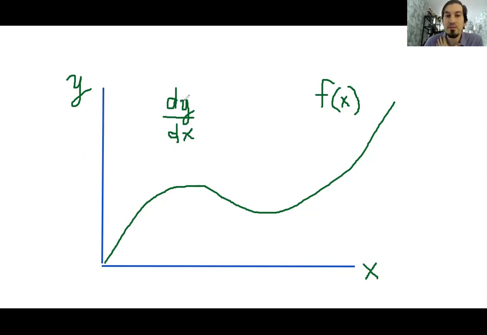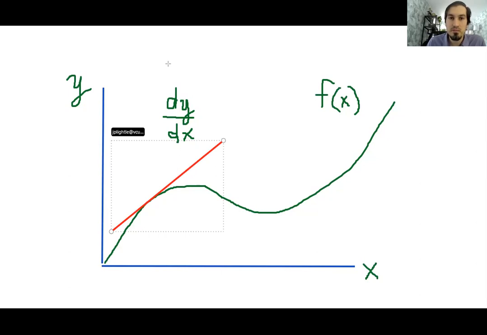But the derivative of y with respect to x, you can think of that as the tangent of this function. In other words, the slope of this function is dy/dx. So let me do this in red. Here's a tangent line. Why is it tangent? Because it touches only this point.